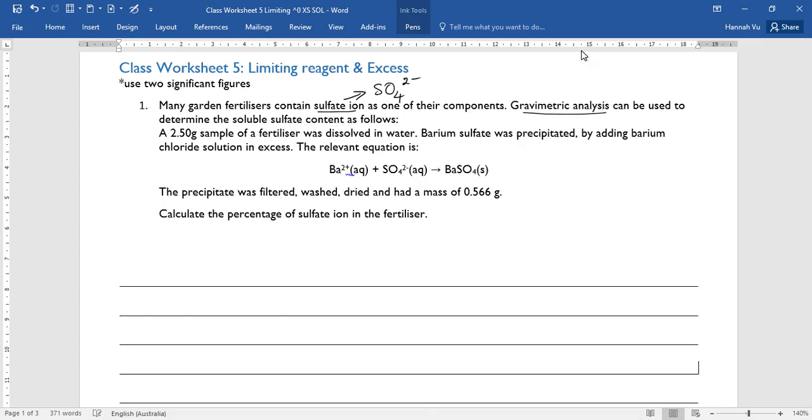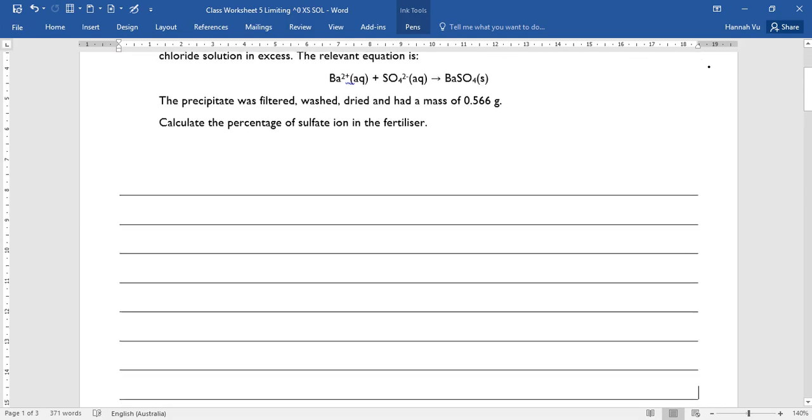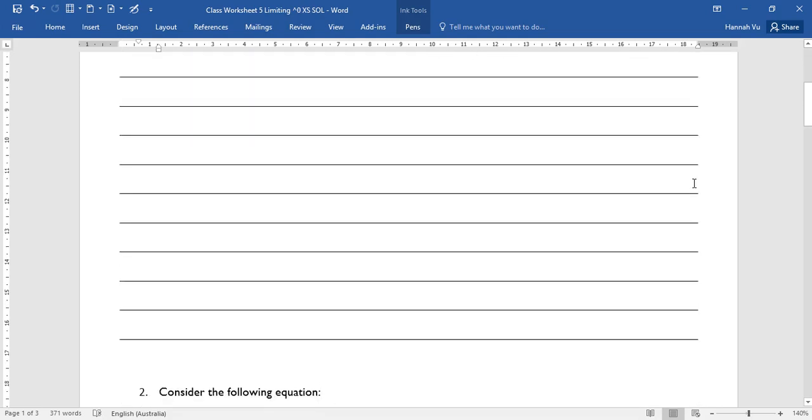So gravimetric analysis is just a way to determine amount using mass, really. But most of the time the mass is achieved via precipitation. I think I need to get rid of this cursor.